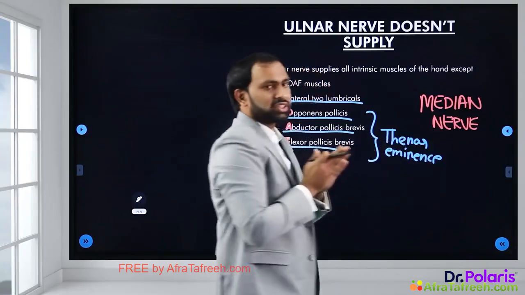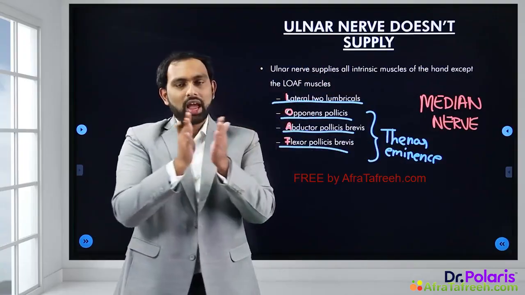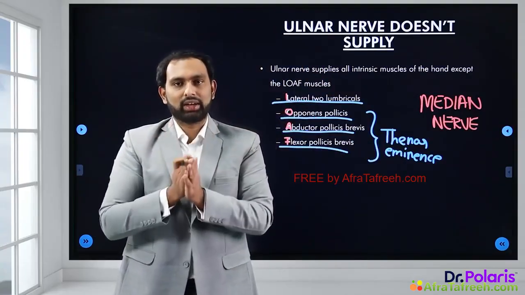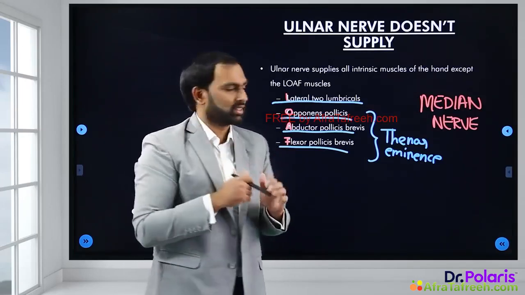So I hope the differentiation is clear. We have to clearly understand which muscles are supplied by the median nerve and which muscles are supplied by the ulnar nerve, because the function of the hand and deformities of the hand are different in both these cases.